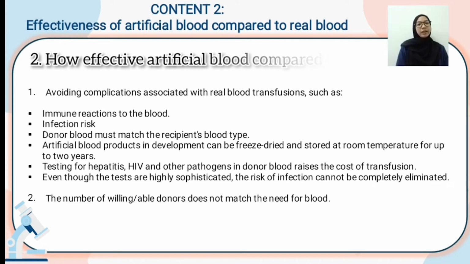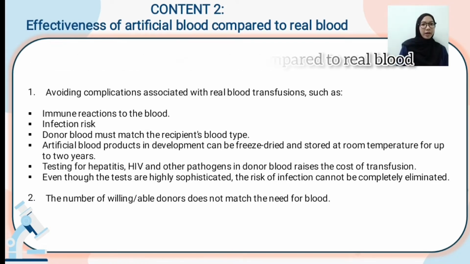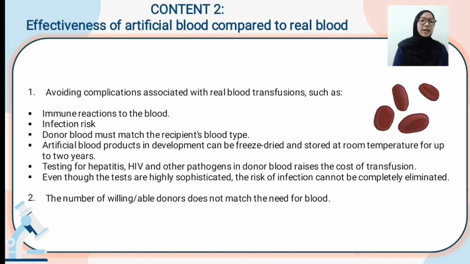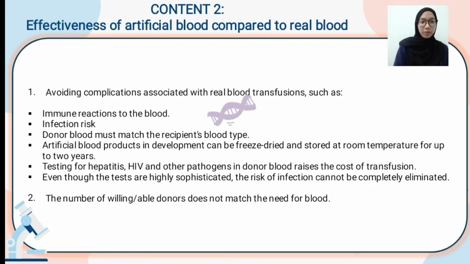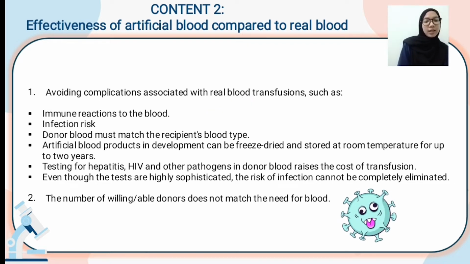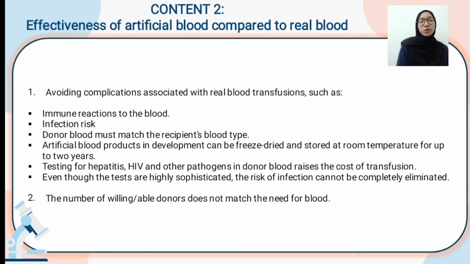Second, how effective is artificial blood compared to real blood? Okay, first of all, artificial blood can avoid complications associated with real blood transfusion, such as immune reaction to the blood, and infection risk. As we know, if you are using real blood from a donor, the donor blood must match with the recipient's blood type. But if you are using artificial blood, it doesn't matter because it can match any type of blood.